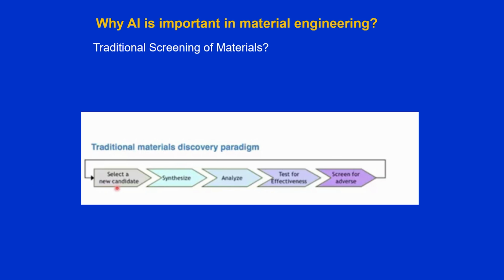Before that, let me tell you how you traditionally screen a material. First you select a candidate, synthesize it, make it actually in your lab, and analyze it. Analyze means do X-ray diffraction, SEM, so many experiments. Test for effectiveness. If it works, it's fine. If it doesn't work, throw it away. Again you go back. That is how traditional material design or discovery happens.